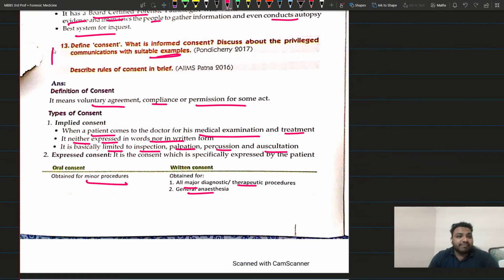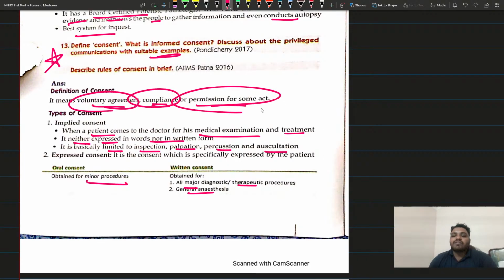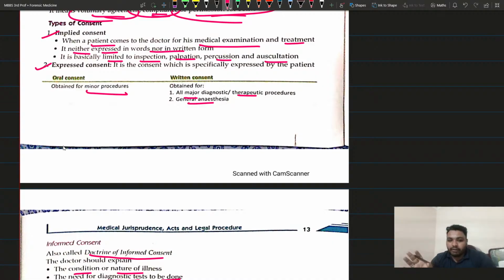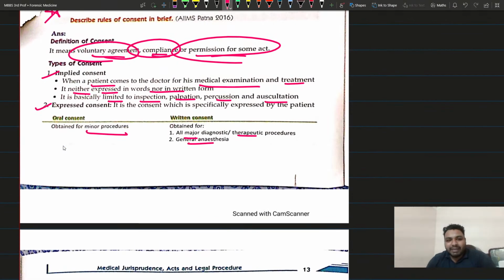Very important question. This is defined consent. It is a voluntary agreement, compliance or permission. Consent can be implied, expressed, oral and written. Implied consent is basically when a patient comes to a doctor.